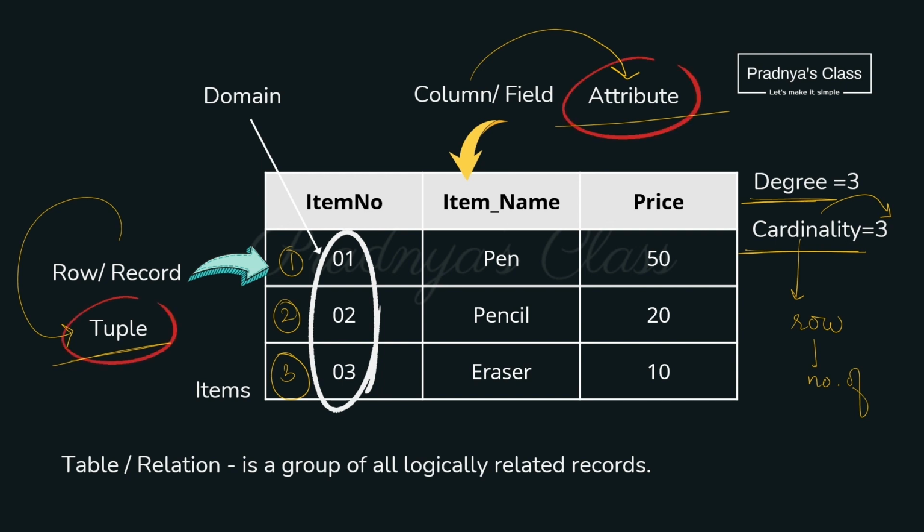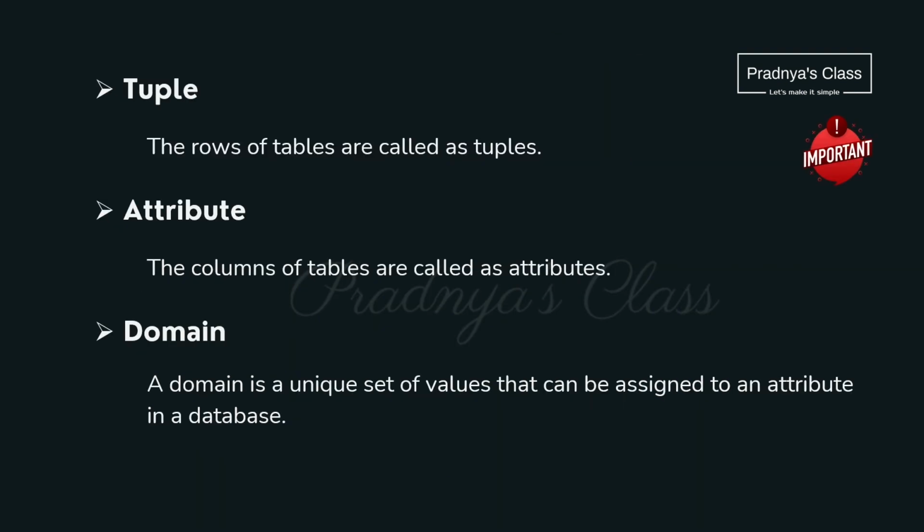If we can keep in mind that cardinality means number of rows, then there is no issue to remember that degree means number of columns. In this table, the columns are also 3. So degree is 3. Now let's revise these terms in short. Tuple means row, attribute means column.